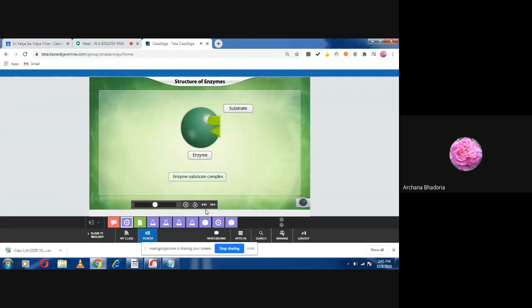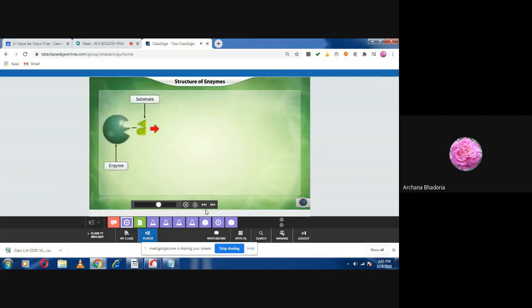The substrate undergoes a biochemical reaction and the products are formed. Since the products are not complementary to the active site, they do not bind to it and get released. The enzyme itself remains unchanged. It is then ready to bind to another substrate molecule.